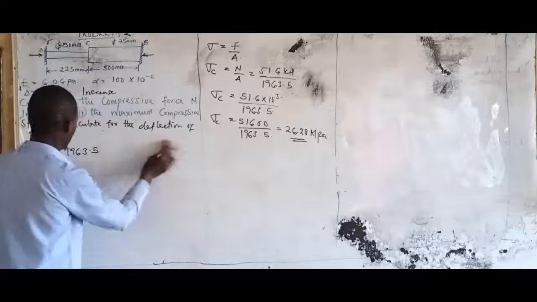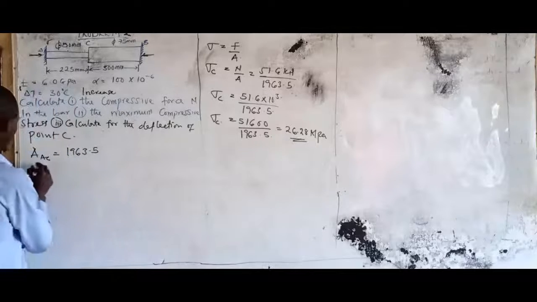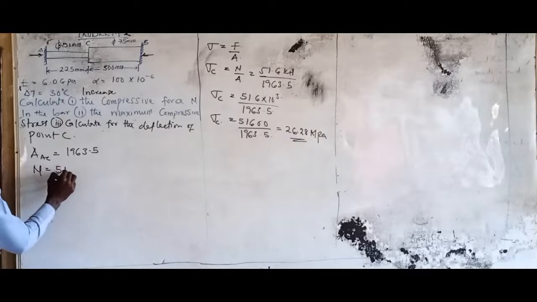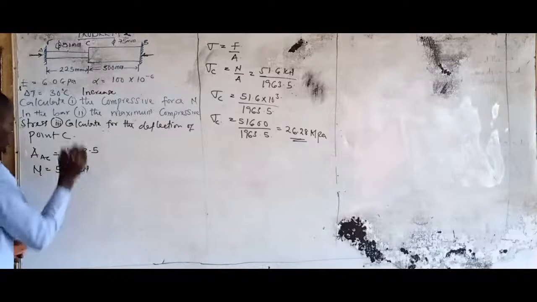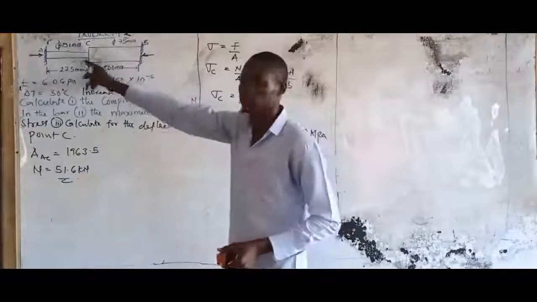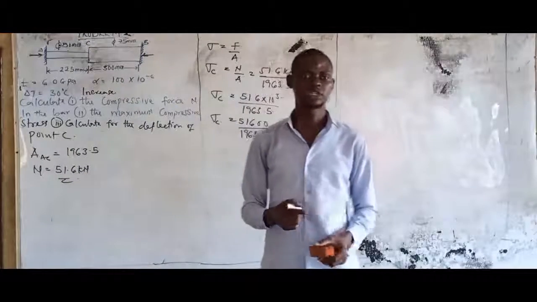Okay, that will be given to us later. We'll be calculating for that later. I have the force N to be equal to 51.6 kilonewton. Now, we have to calculate for the deflection of this point C here. How do we find the deflection of point C?